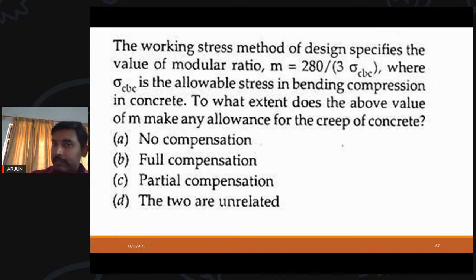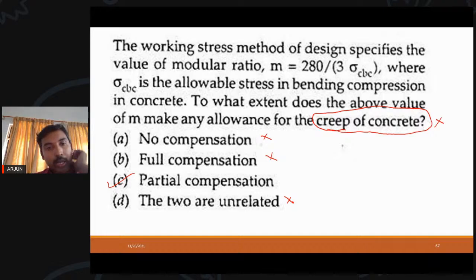So as I told you in the first session, in the working stress method, the creep of the concrete in the long term has not been taken into account. However, a partial compensation has been included in case of working stress method. There is a compensation, so it cannot be option A, and there is no full compensation, so it cannot be option B also, and those two are not unrelated, that is a wrong statement. So the correct answer is partial compensation.